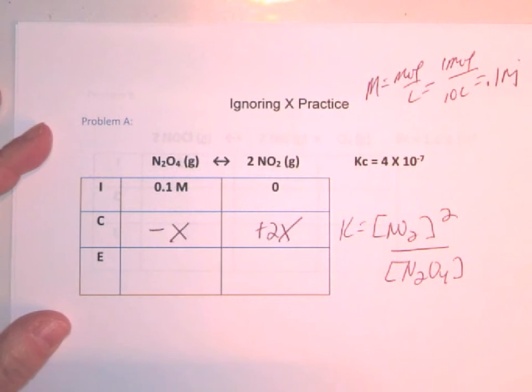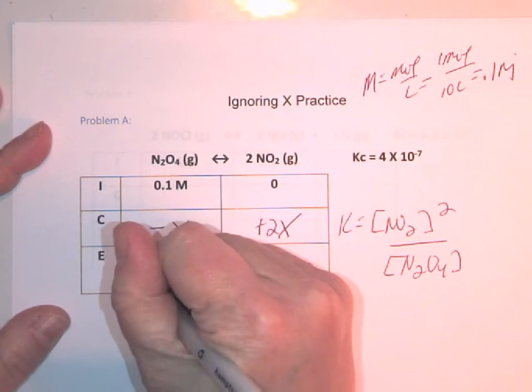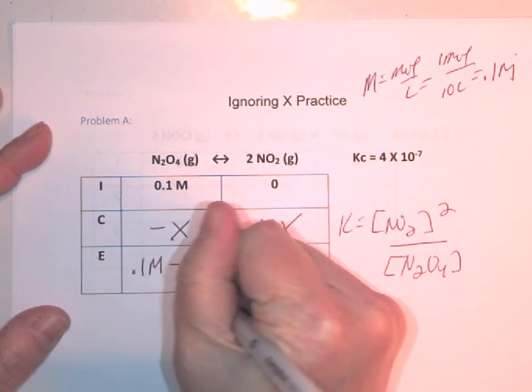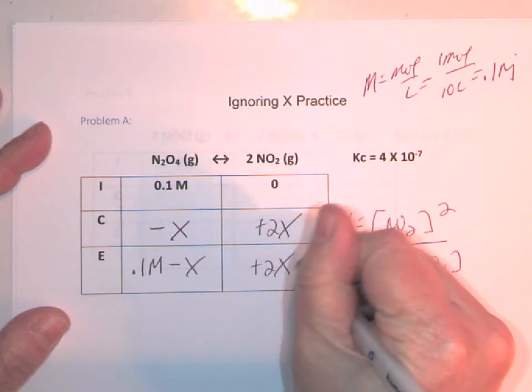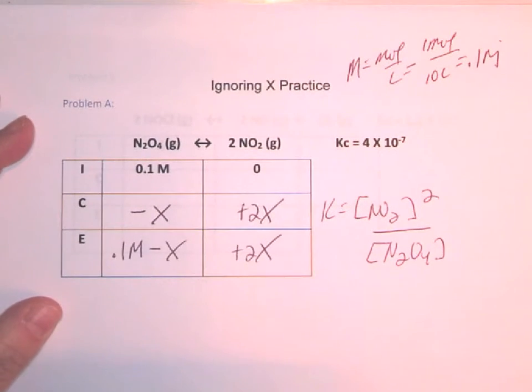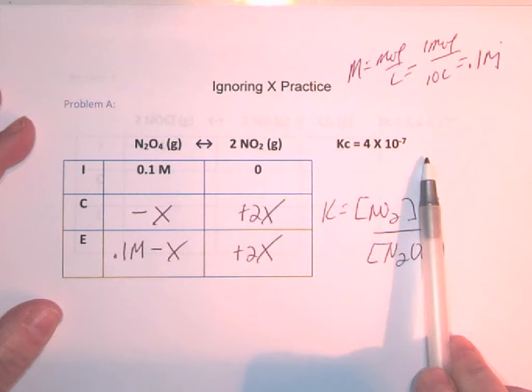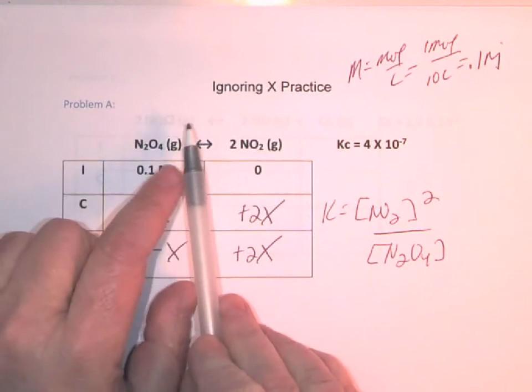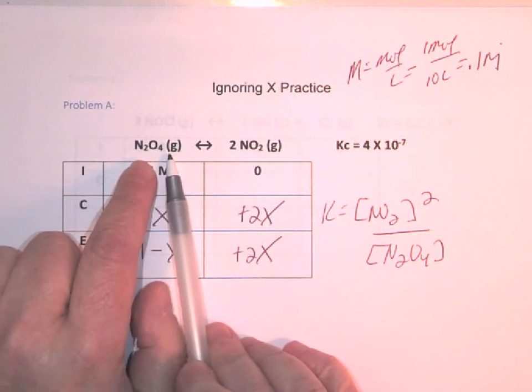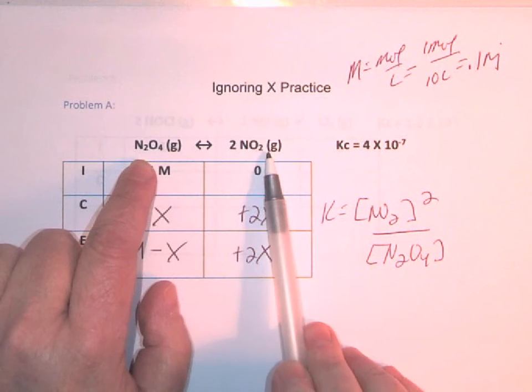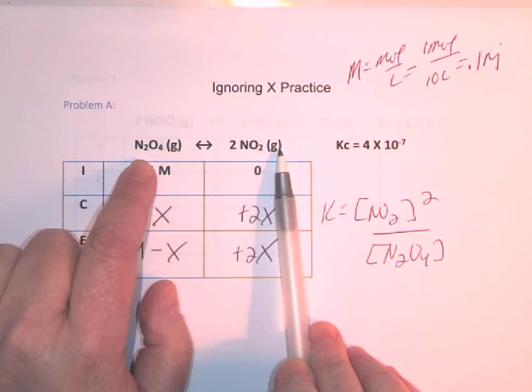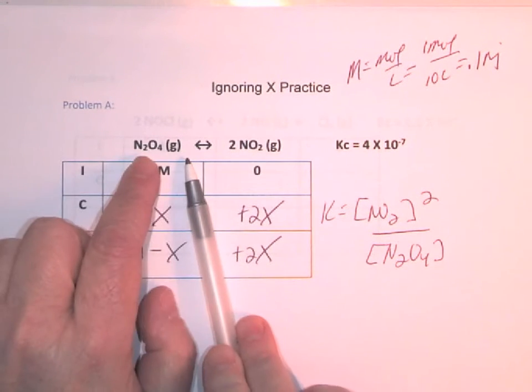The E, which we call equilibrium, I combine the I and the C together, and I'm just bringing this down. So the E is going to be placed into here, but I want to see whether or not I can make that assumption to ignore the X. Remember, this is a really small K. That means that I will have most of the concentration on the reactant side and just a tiny little bit over here on the product side. The majority is found over here.